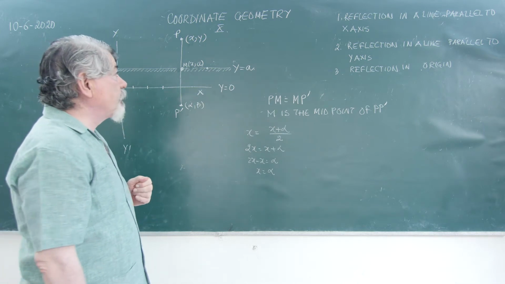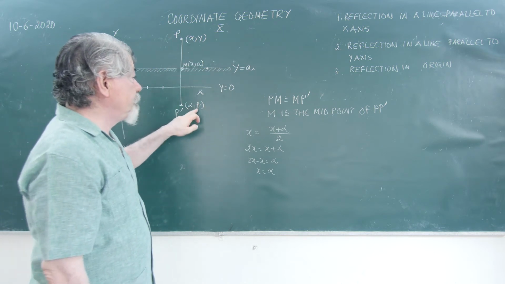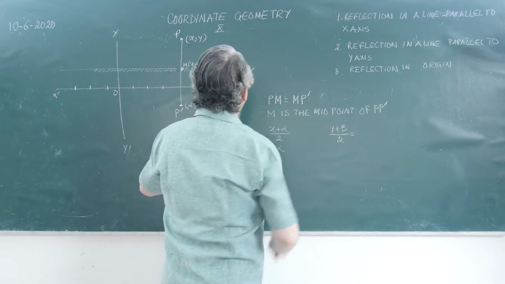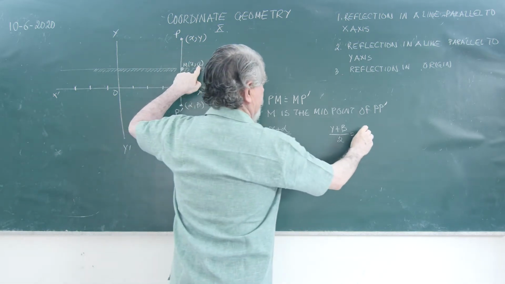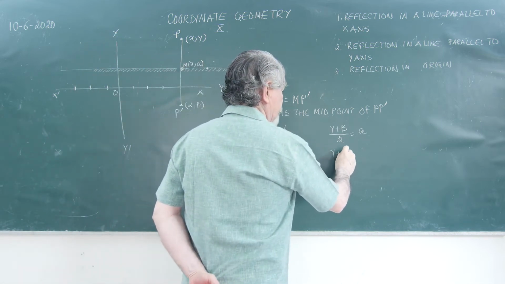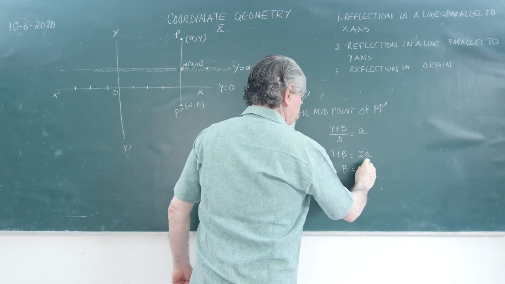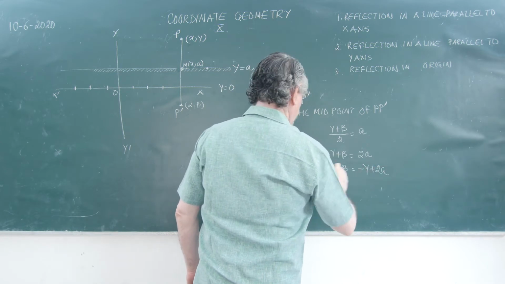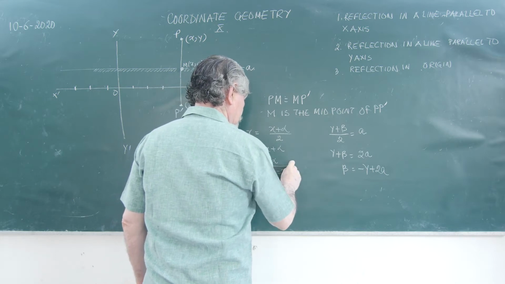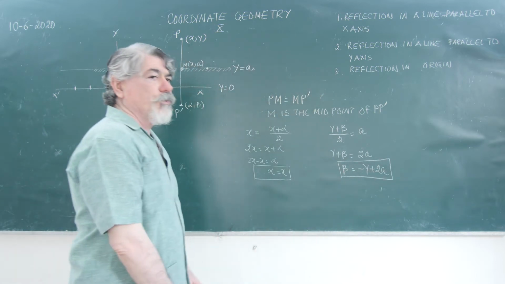Now let us calculate the y coordinate. For the y coordinate you will add up the y coordinates of the two ends, (y plus beta) upon 2 will be equal to what? The y coordinate here. Y coordinate is a. So what will it become? Y plus beta will become 2a, or beta will become minus y plus 2a. So alpha is equal to x and beta is minus y plus 2a.